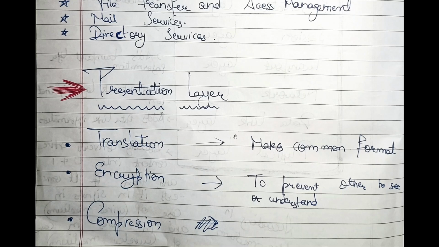This was the first thing that presentation layer does. The another thing is encryption. As I told you earlier, it's going to encrypt the data, that is kind of changing its form to prevent others from seeing it, or rather, to prevent others from understanding it. Only you will know how to decrypt it. The third one and the last thing it does is compression. Alright.